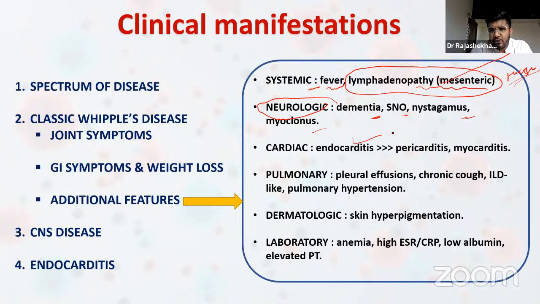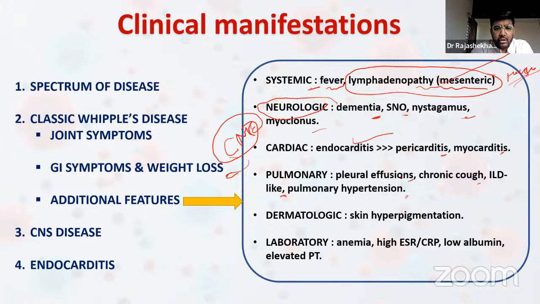Predominantly it is endocarditis, although very rarely pericarditis, and myocarditis is very common. So for culture negative endocarditis, you need to suspect Whipple's disease. Then the pulmonary features like pleural effusions, chronic cough, and an ILD-like picture are common. Pulmonary hypertension is common.